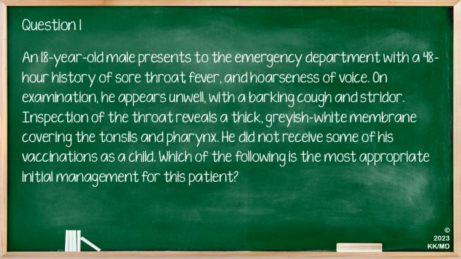So let's now try a question. An 18-year-old male presents to the emergency department with a 48-hour history of a sore throat, fever, and hoarseness of voice. On examination, he appears unwell, with a barking cough and stridor. Inspection of the throat reveals a thick greyish-white membrane covering the tonsils and pharynx. He did not receive some of his vaccinations as a child. Which of the following is the most appropriate initial management for this patient?